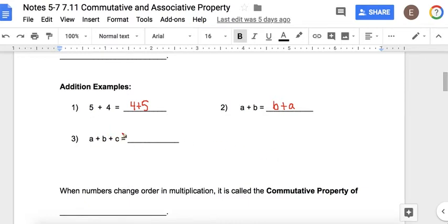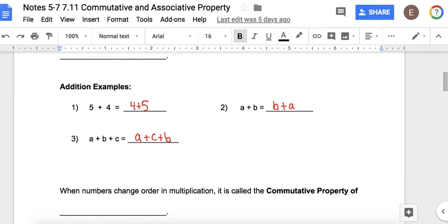A plus B plus C equals A plus C plus B. So notice only the B and the C changed order here. So commutative, it can have more than two numbers involved or letters and still be using the commutative property as long as something changes order. So that was the commutative property of addition.